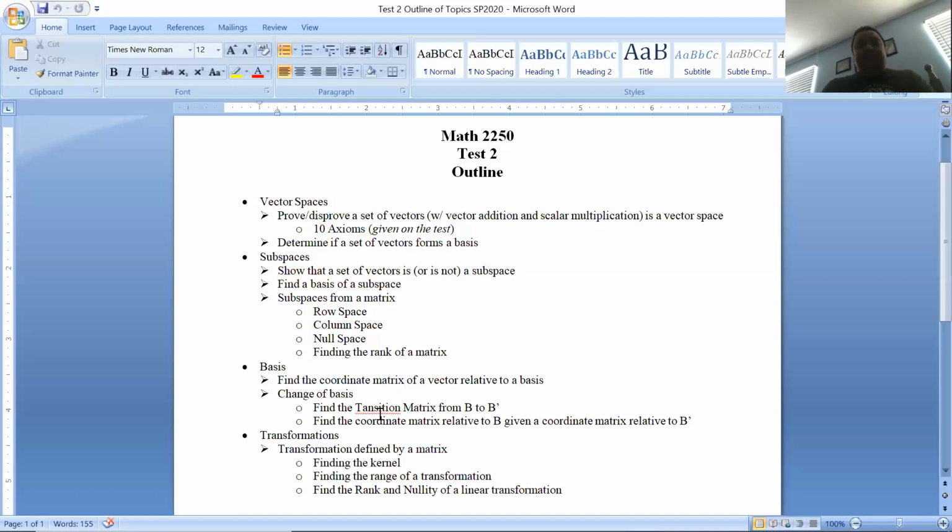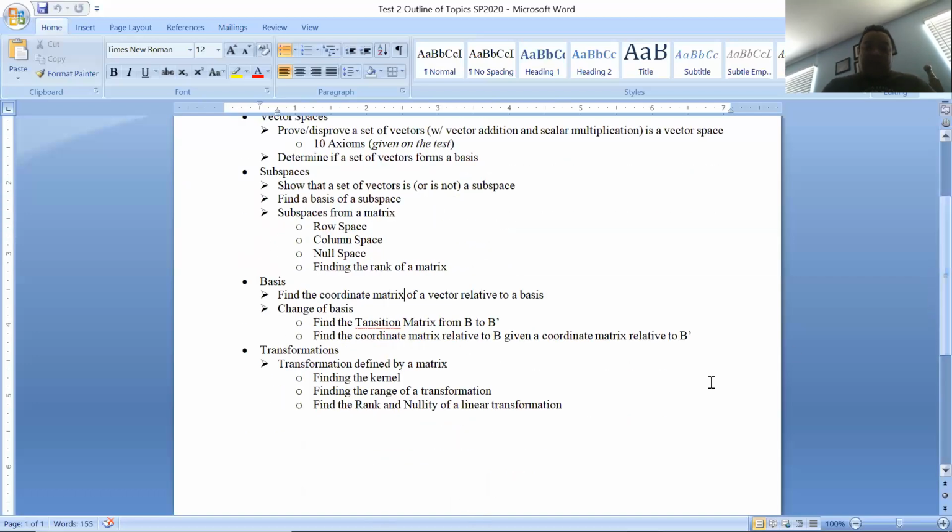That's the two things right here for the change of basis. And then lastly, transformations. That's still part of the subspaces right here. So kernel and range of the transformation. The range is essentially your column space. The kernel is the null space, and the rank and nullity are just the dimensions of the row space and column space.